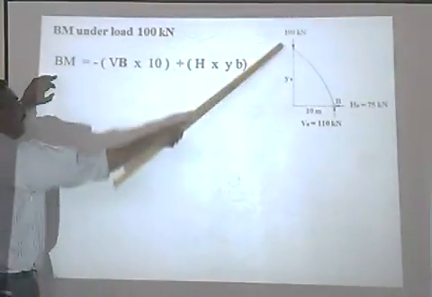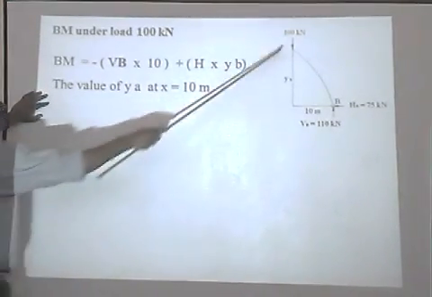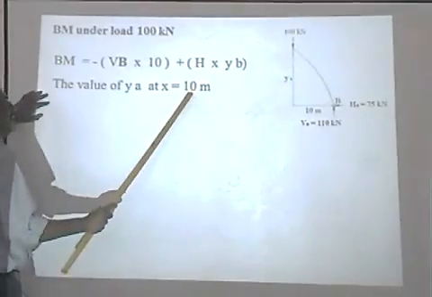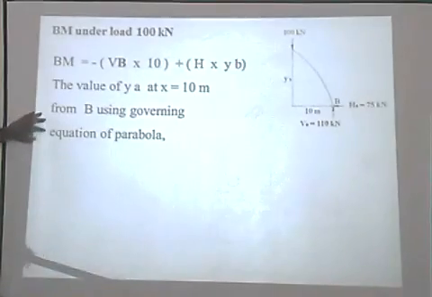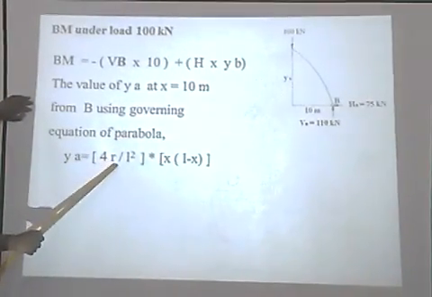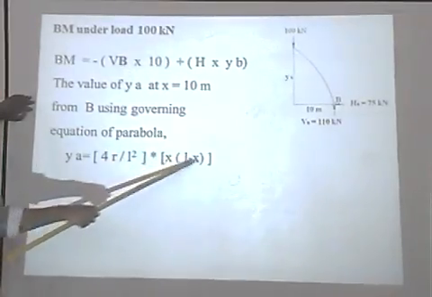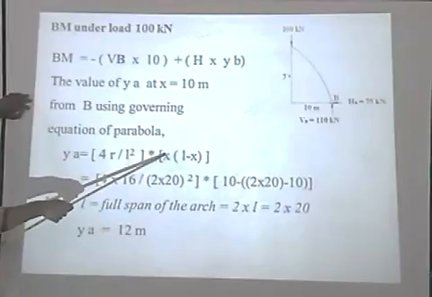We may not know the value of YB. YB has to be calculated from the governing equation of the parabola. For this point, the value of X is 10 meters. Substituting the value of X and span in the governing equation, we know the governing equation is 4R by L square into X into L minus X.